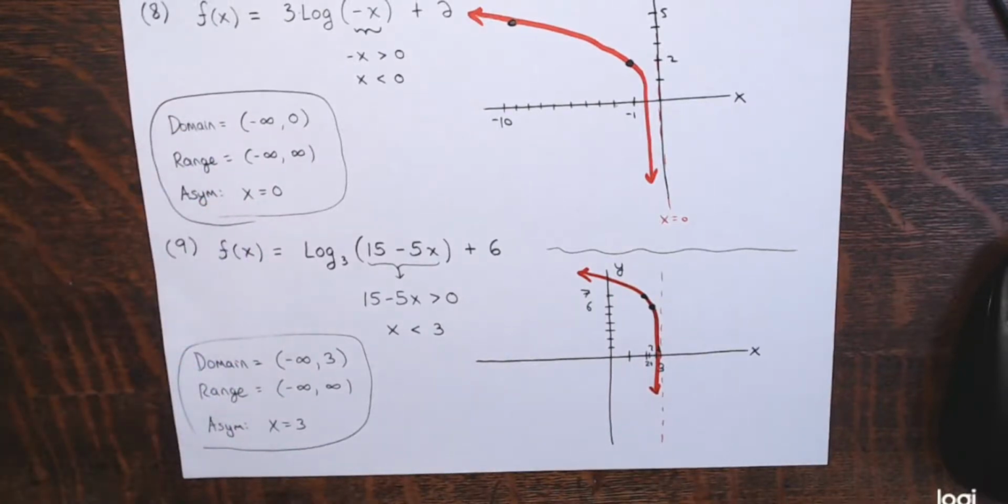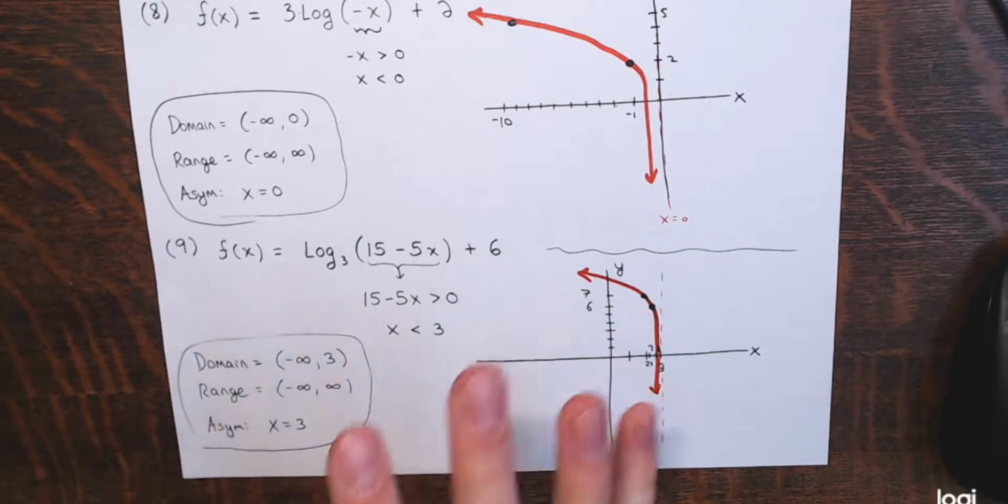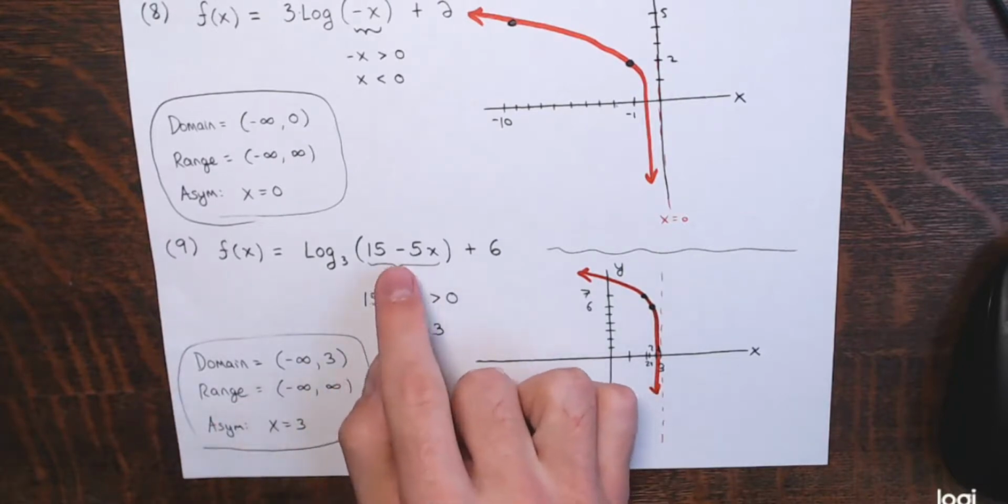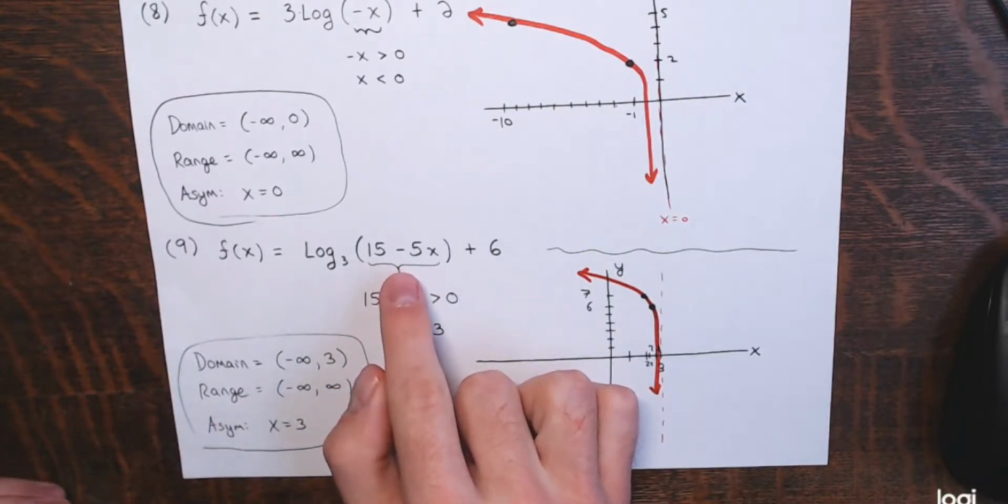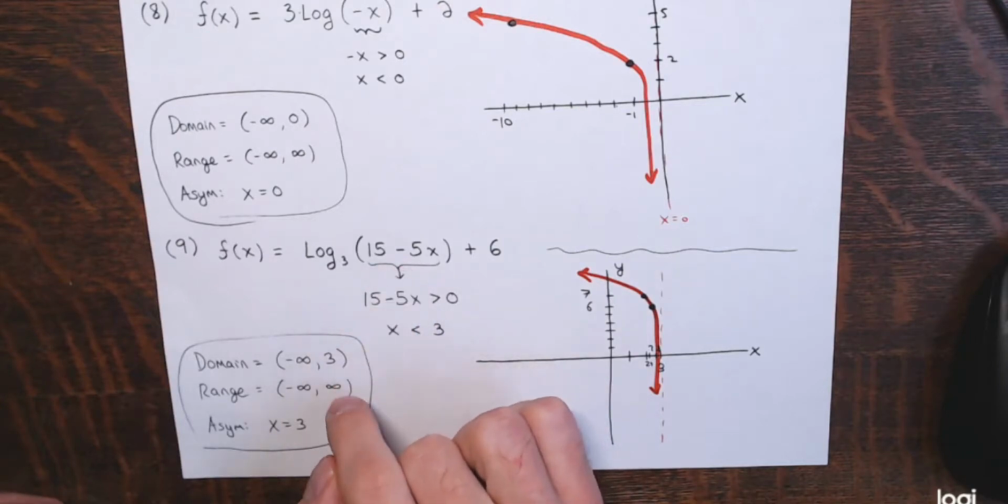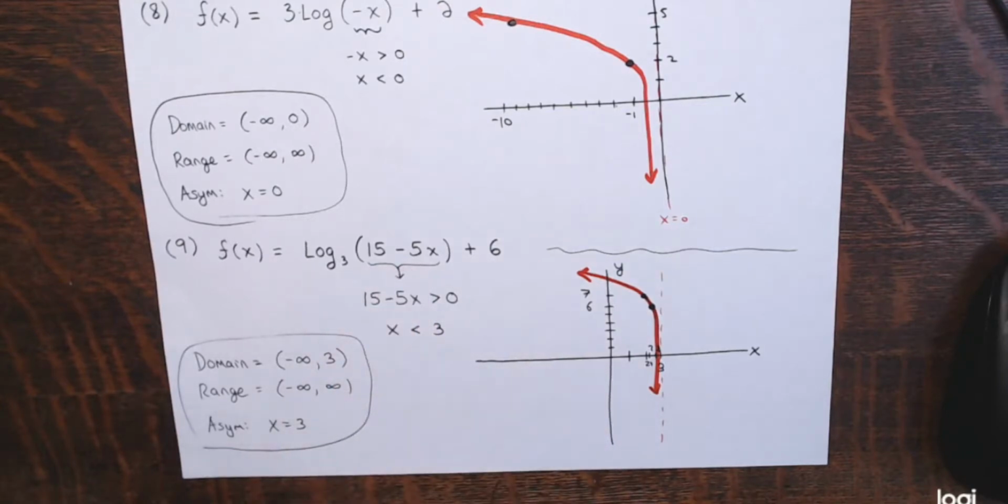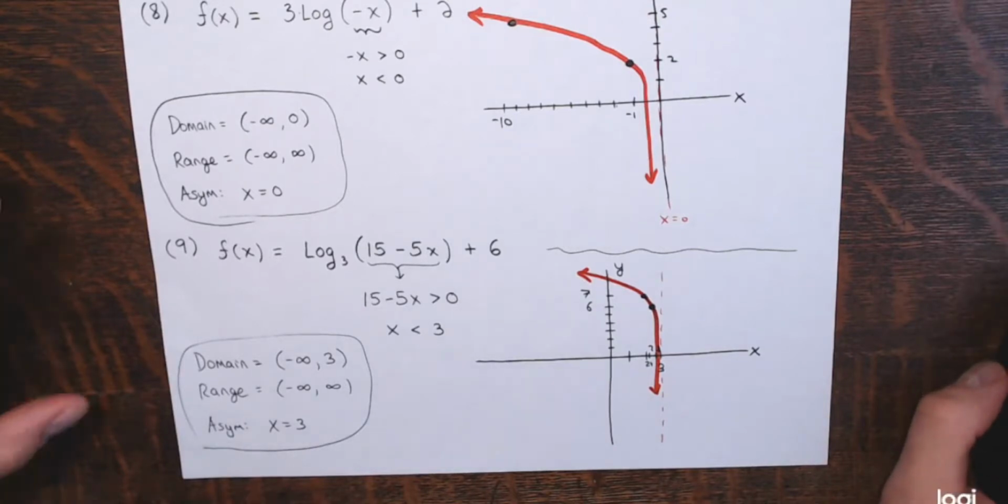Wonderful. Hopefully after watching these, you can tell how, given a logarithmic function, you should be able to state the domain, range, and asymptote for that function pretty easily. And that's it. I'm hoping that watching me go through these 9 examples helps you in some way when you're asked to find the domain of a logarithmic function on your own.